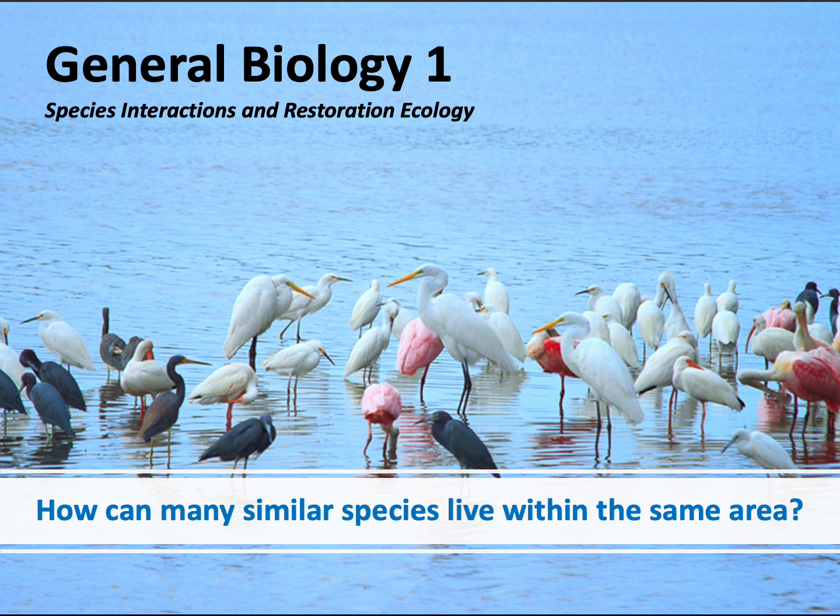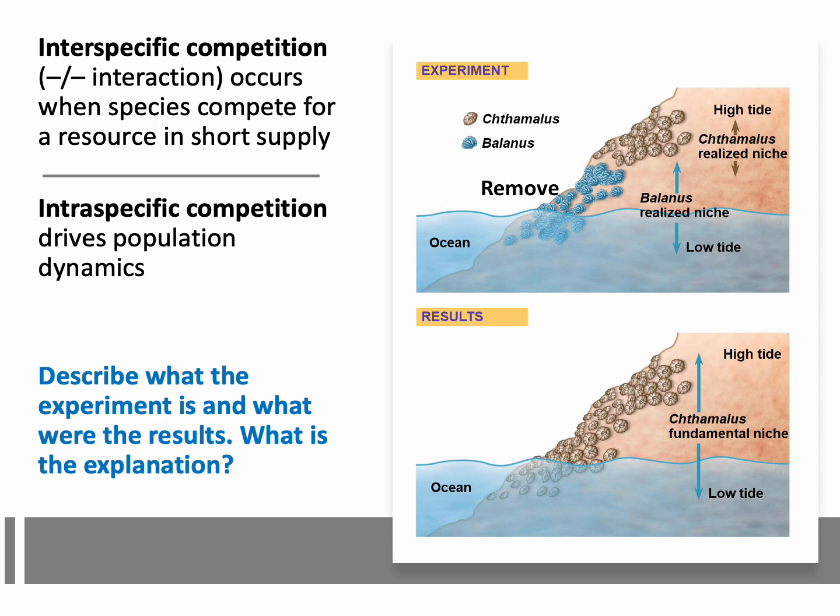So, competition can be divided into two types: interspecific competition and intraspecific competition. Now, intraspecific competition is the competition that occurs within a species. So, animals having territoriality, for example, they're competing for access to a resource, whether it's food or mating opportunities, and that's competition that occurs within a species. But often when we think about competition, we think about competition between species or interspecific competition.